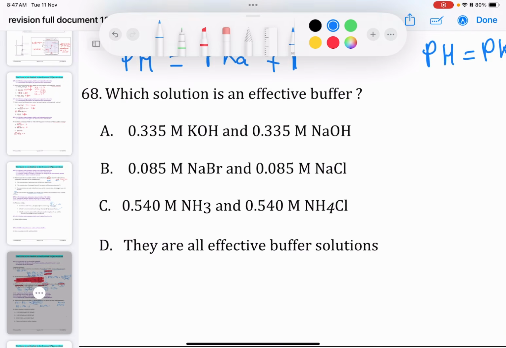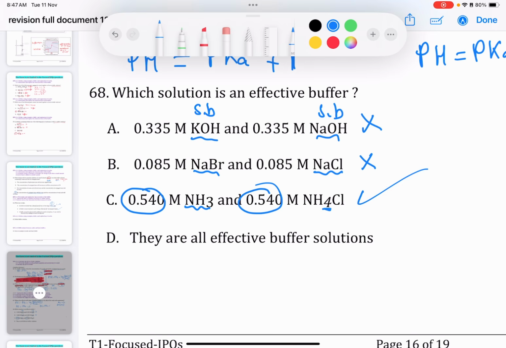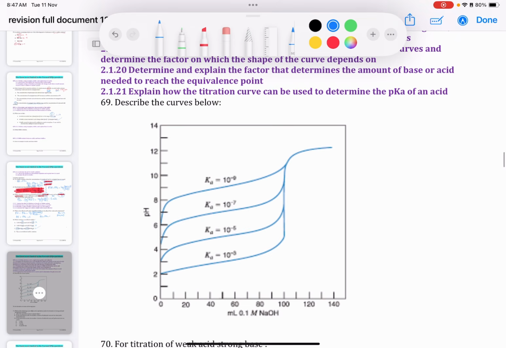Which solution is an effective buffer? So first, let's look at the solution if it's a buffer or not. That's a strong base, and that's a strong base. That's not a buffer in the first place. That's a neutral salt, and that's another neutral salt. That's a base, and that's its conjugate. There's one H difference. And we look at the concentrations, they're equal. So that's a buffer and a very good one.